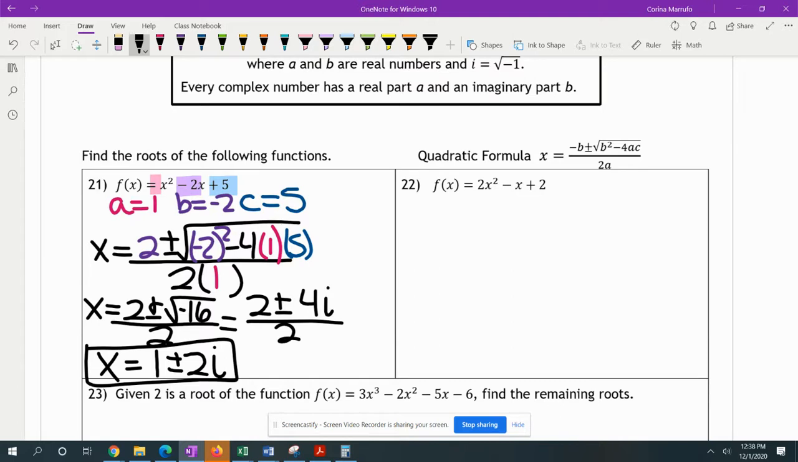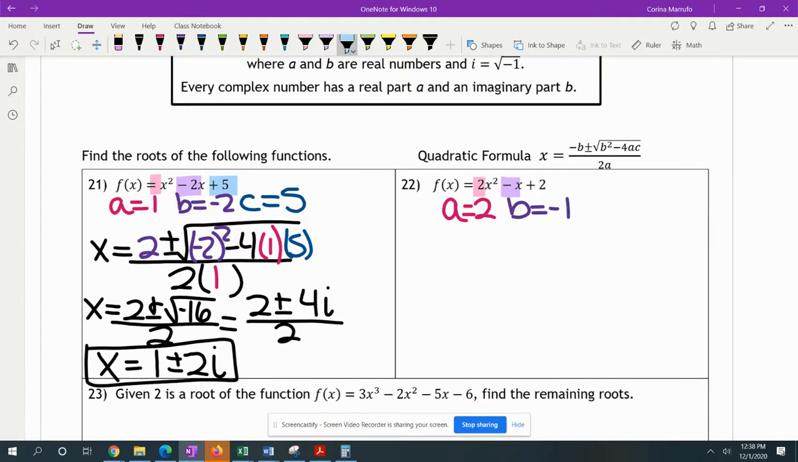All right, so let's go ahead and try this again. We have 2x squared minus x plus 2. We first identify the a. The a is equal to 2. Then we identify the b. The b here is -1.